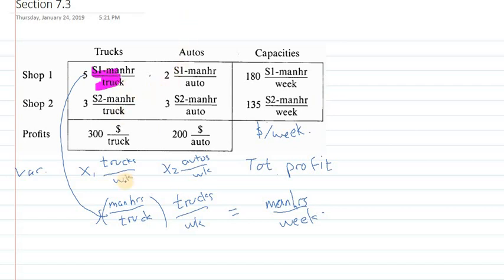Man hours per truck times trucks per week gives me man hours per week, so I'm okay this way. And then dollars per truck times trucks per week gives me dollars per week. So I have different units for the capacities and for the profits, but all of these things work out. So the variables that I'm going to look for have these units: trucks per week for X1 and autos per week for X2. All right, so that's how things work out. So I have this nice so-called data box, or tableau, that expresses all of my information.